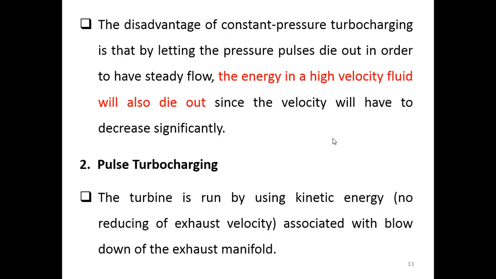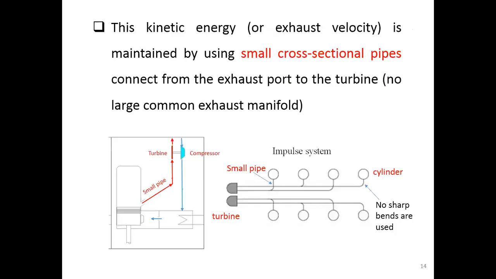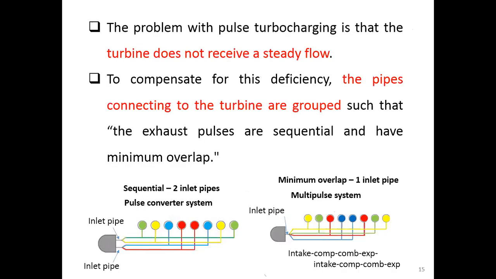So the second approach that we use, the pulse turbocharging, is we try to keep the kinetic energy the same, and that means our turbine will experience the pulsating flow. So what we try to do is minimize the pulsating flow that will happen to the turbine by letting the flow run in sequence, so that it will not overlap. Run in sequence means there is no overlap.